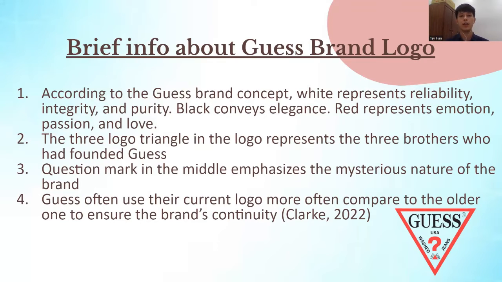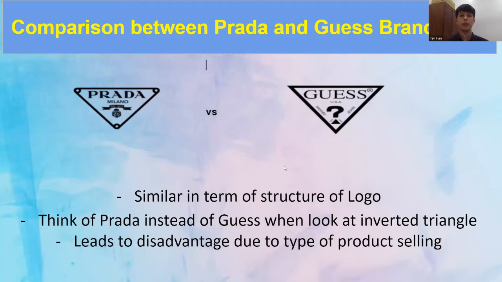And for the question mark in the middle, it emphasizes the mysterious nature of the brand because Guess would like their consumers or buyers to guess what type of product they are coming out with in the future. And lastly, Guess often uses the current brand logo compared to the older one because the current one looks more nice and attractive compared to the older one that looks not so attractive and normal, to ensure brand continuity.